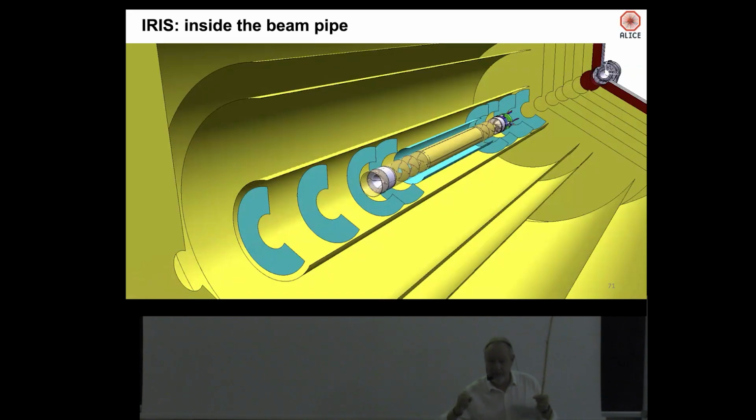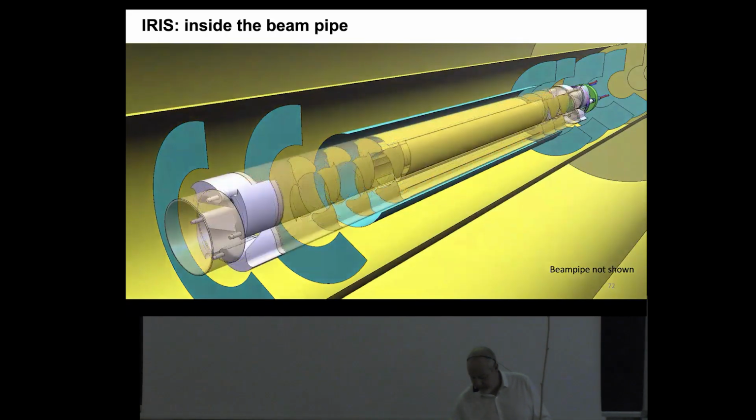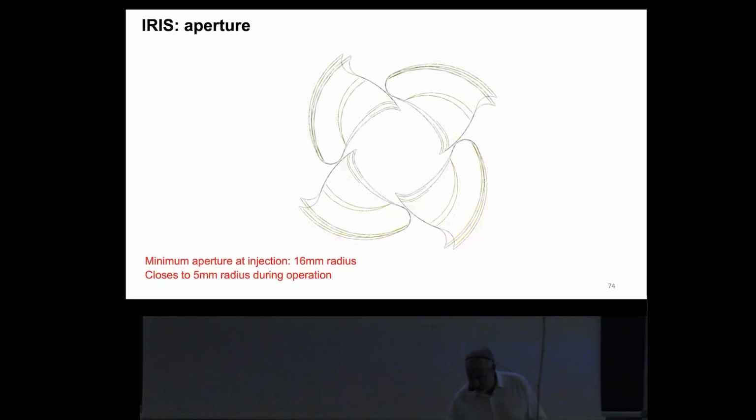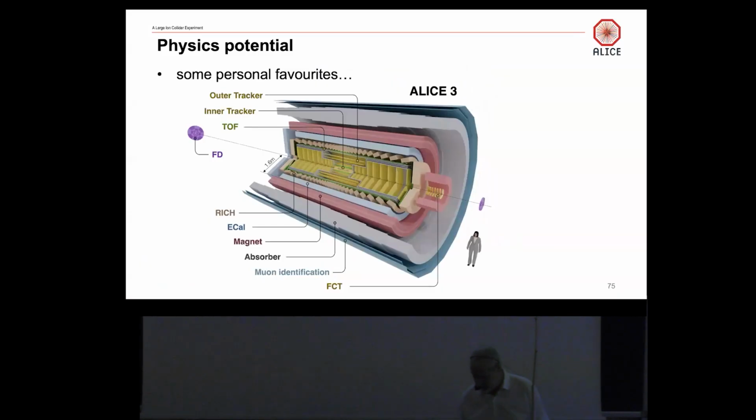So we need a movable system that stays open at injection, and then when the beam has been accelerated and is stable, it can close. So you need a geometry like this. You inject the beam, you accelerate, and then when it is stable, you close your detector on the beam. This is another way of looking at it from the side. We call this the iris. It's similar to what your camera does when it opens and closes the lens.